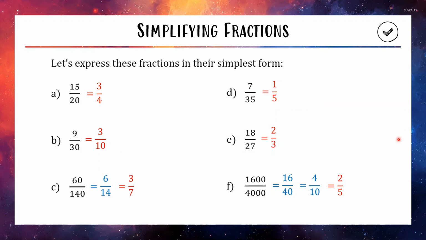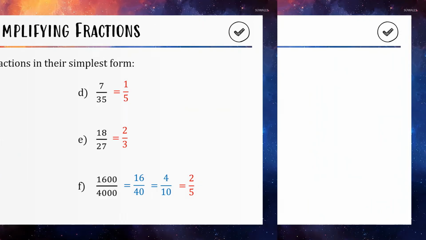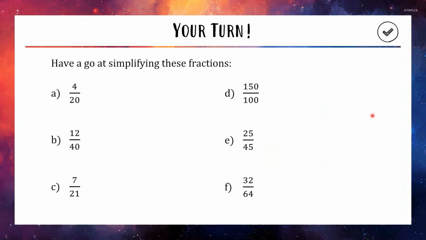Okay, cool. So always try and check that your answer can't be further simplified. Always look for even numbers on top and bottom because they're nice and easy to cut in half. If you feel like you're getting this, I want you to pause and have a go at simplifying these 6 fractions by yourself before I go through them and spoil the answers.